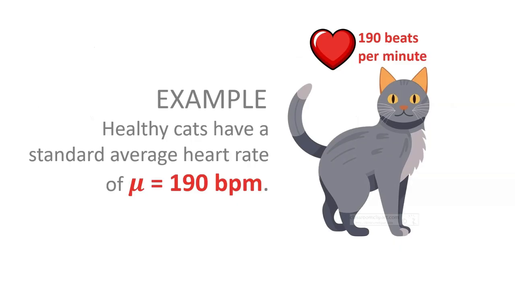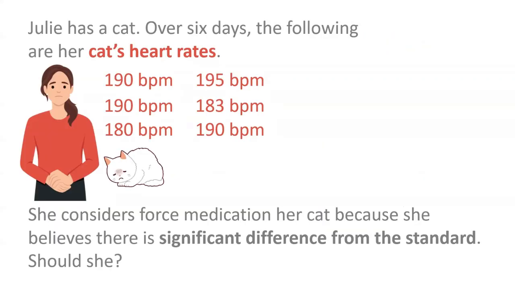Let's have an example. Did you know that healthy cats have a standard average heart rate of 190 beats per minute? This is the standard. However, Julie has a problem with her cat. For the past 6 days, her cat seems to be down due to the following heartbeats. She is now tempted to force medication her cat if she finds evidence that her cat has a really different heart rate than usual. So, let's help Julie by using a one-sample t-test.